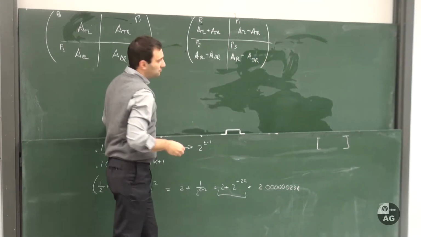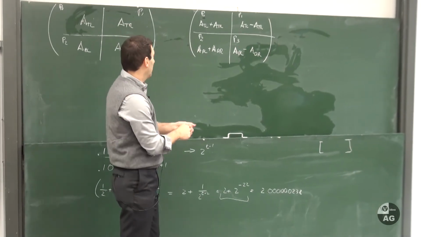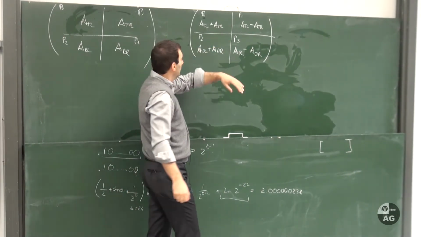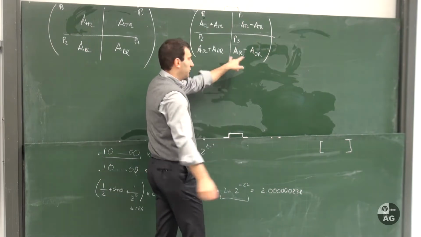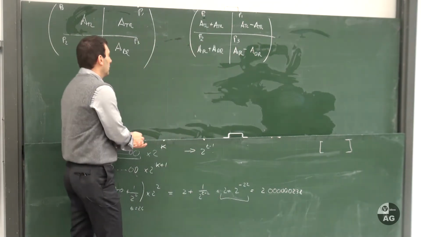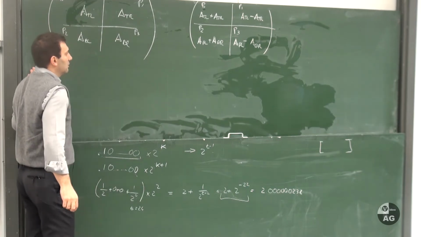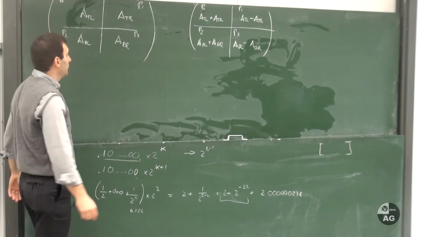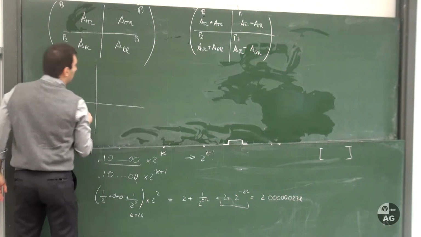So processor 0 cannot start the computation. Why not? It doesn't have A top right. Processor 1 is missing A top left. Same story for P2 and P3. Let me write the program for P0 and P1 maybe.